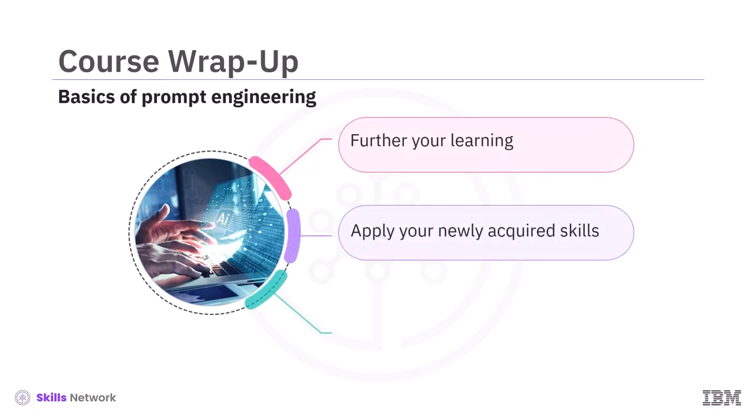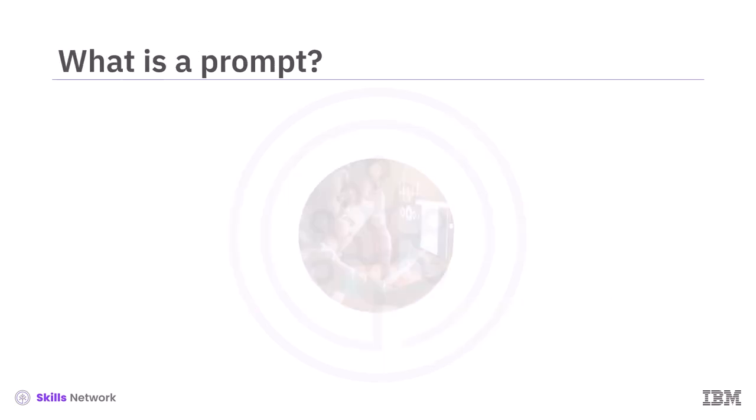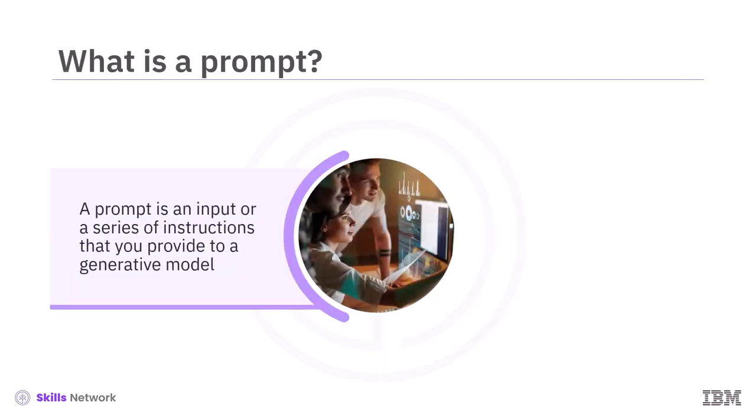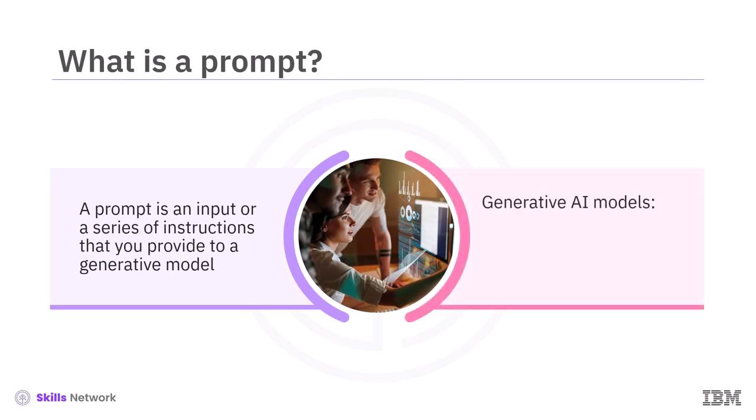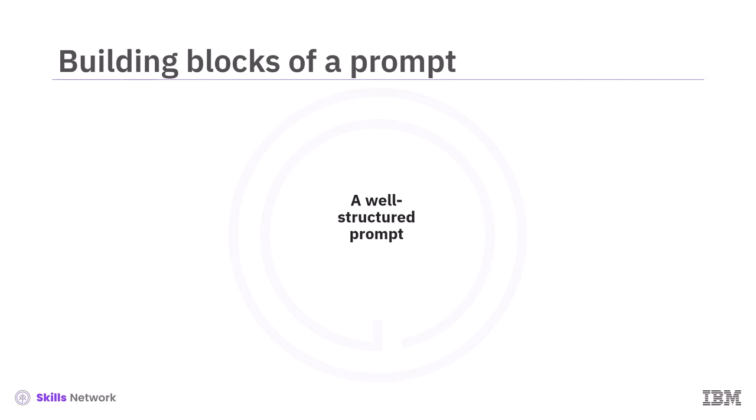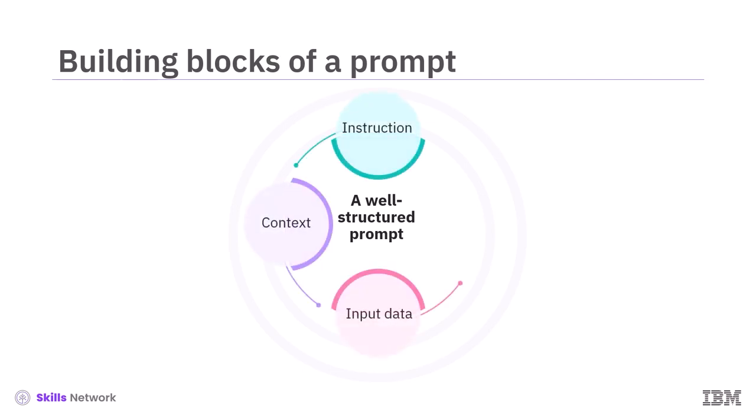Before moving ahead, let's recap the key concepts you learned throughout the course. You learned that a prompt is any input or a series of instructions that you provide to a generative AI model that collects the information, draws inferences, and provides optimal responses. The building blocks of a well-structured prompt include instruction, context, input data, and output indicators.